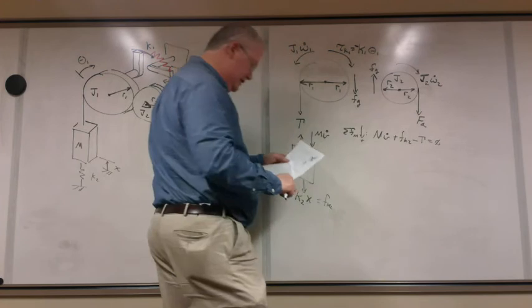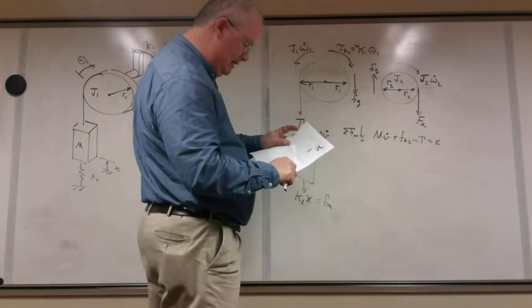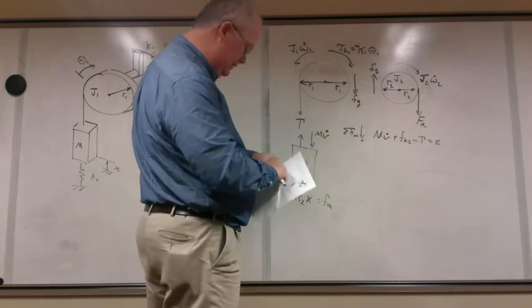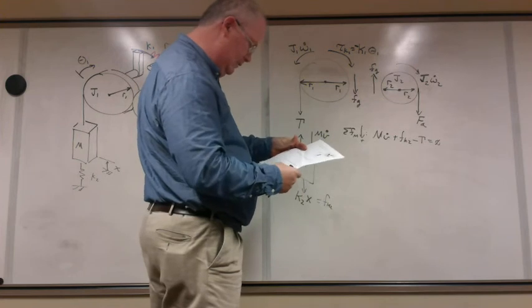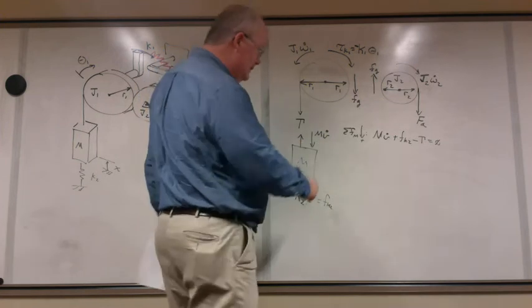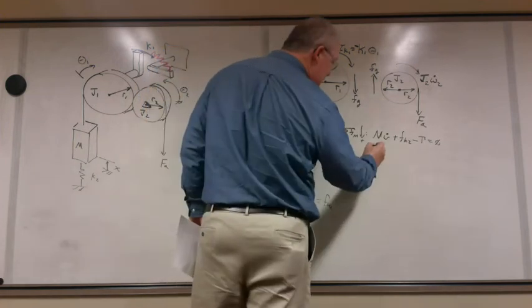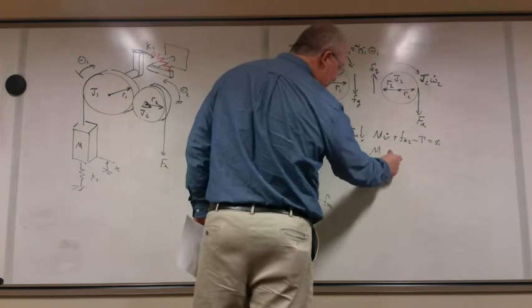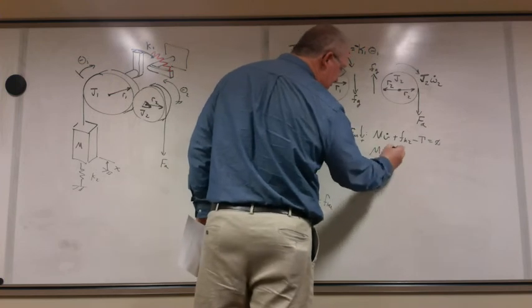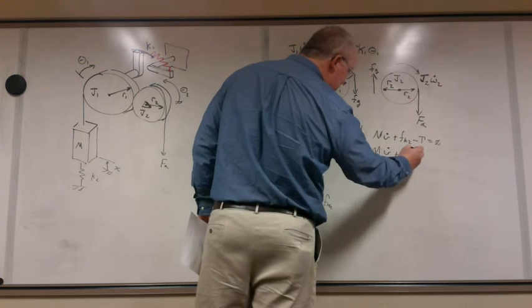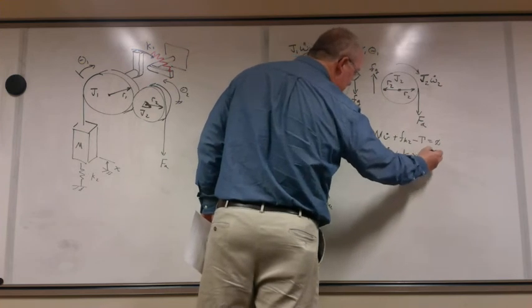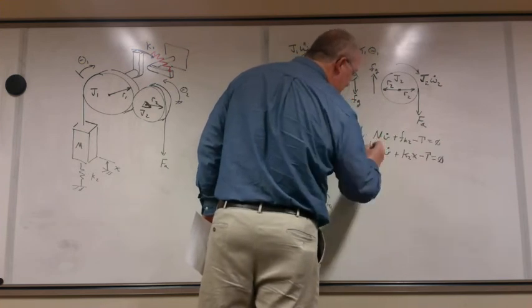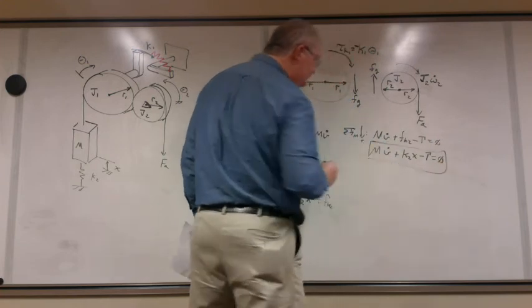And part C says, what's the stretch in spring K1? Oops, that's part D, must be the force in the translational spring at K2. That's this K2x. So I'm going to go ahead and short circuit the process here. Just say mv dot plus K2x minus t is equal to 0. And we'll leave it like that for now.